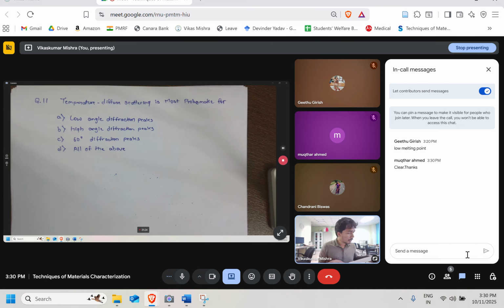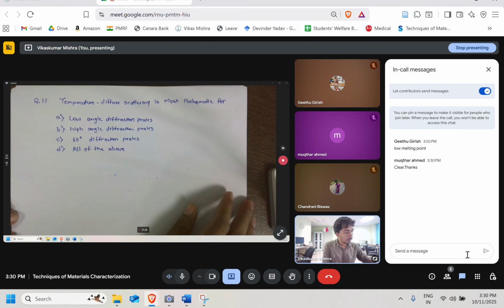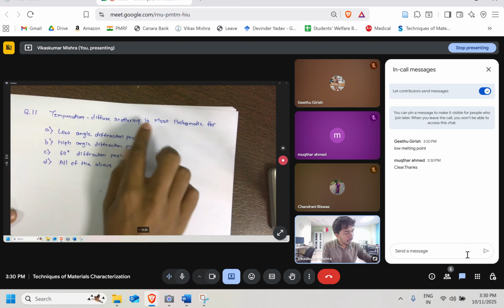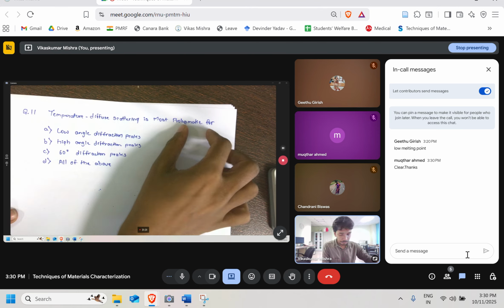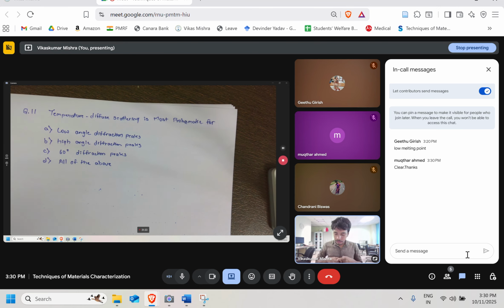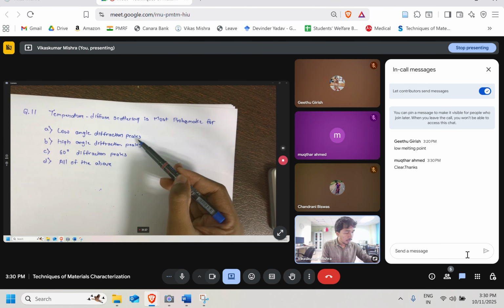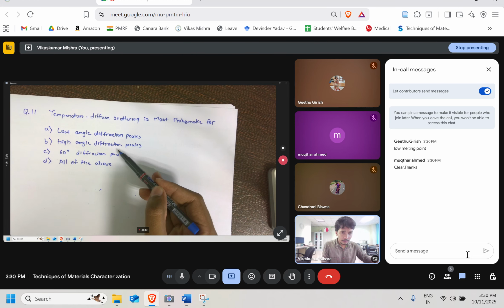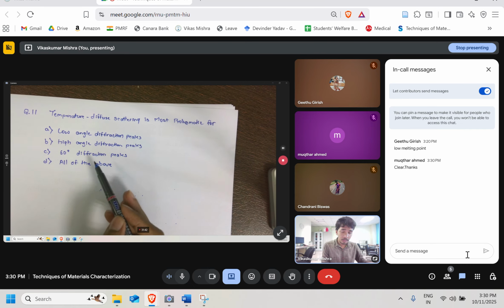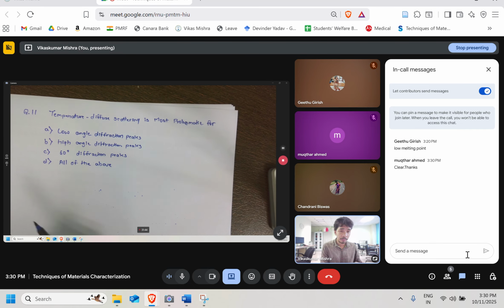Great. Let's have a look at one more question. For which of the cases is temperature diffuse scattering more problematic? Low angle, high angle, 60 degrees, some particular angle, or all of the above? It is problematic at all of the angles.